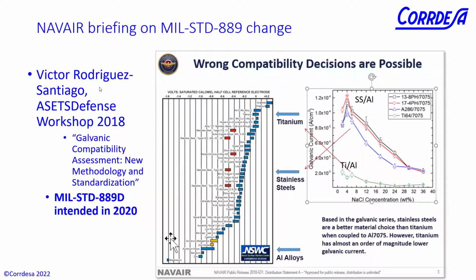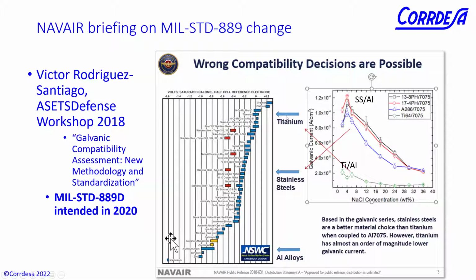So why did they change it? There were a number of presentations by Victor Rodriguez Santiago from Navair, and I can make them available if you want to contact me. They pointed out that with this very old data, it's not that old data is bad data, it's just simply old. We have a galvanic table here, and as we move in potential to the left, more negative, we become more active. So these materials up here, graphite and platinum, are very noble on the right, moving over to the left to your aluminum alloys and zinc and so on.